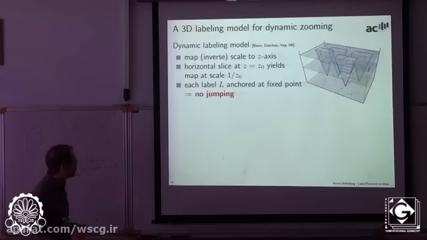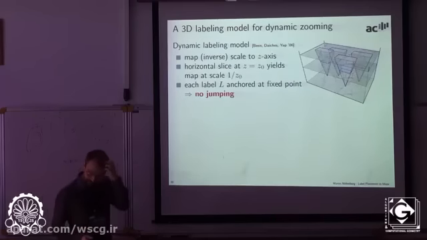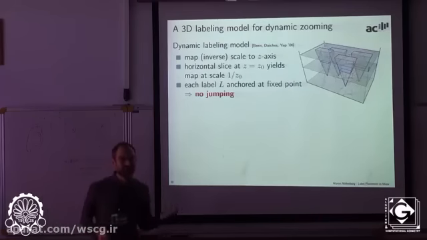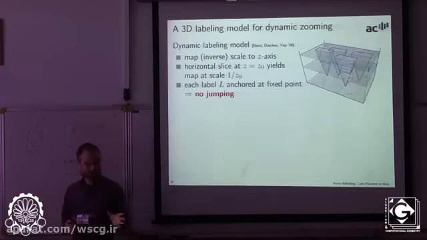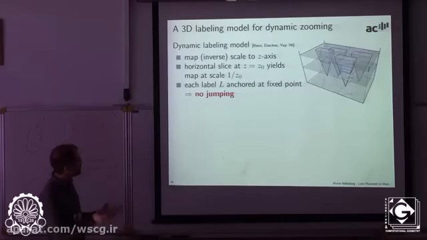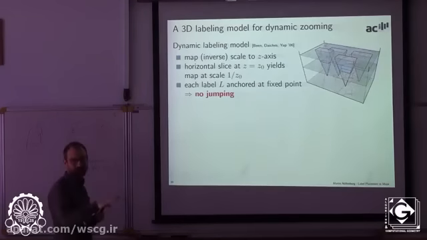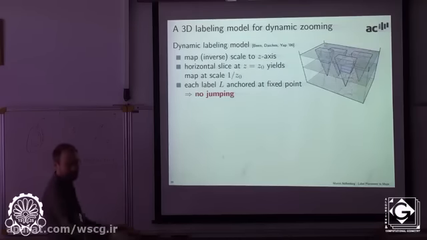Okay, so for dynamic zooming, this is the labeling model that was proposed in the first map labeling paper using dynamic maps, which is basically a 3D model where on the third axis you show all the maps at different scales. So you have the XY plane, which is a map at a particular scale, and if you move on the Z axis, then you get maps at different scales.